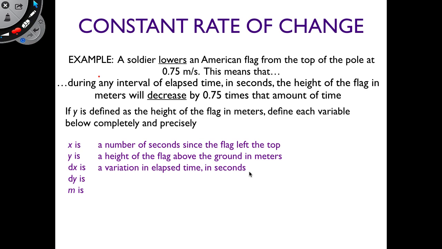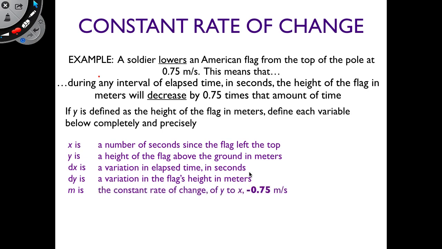So what about dy then? Variation in the height of the flag during some seconds. We'd measure it in meters in order to not have to do unit conversions with our constant rate. But what is our constant rate that we'd want to write for a value of this parameter m here? Negative 0.75, right? So we've got a rate where one quantity is decreasing as the other increases. So the larger amount of time has passed, the lower the flag's height becomes.